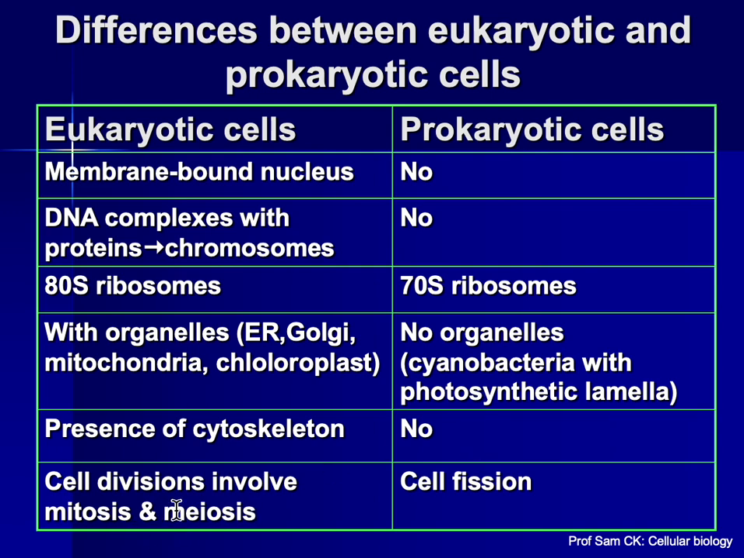And then cell division. Cell division in the eukaryotic cells involves mitosis and meiosis. We're going to learn about this with me in this course. But in the prokaryotic cells, they divide through cell fission.